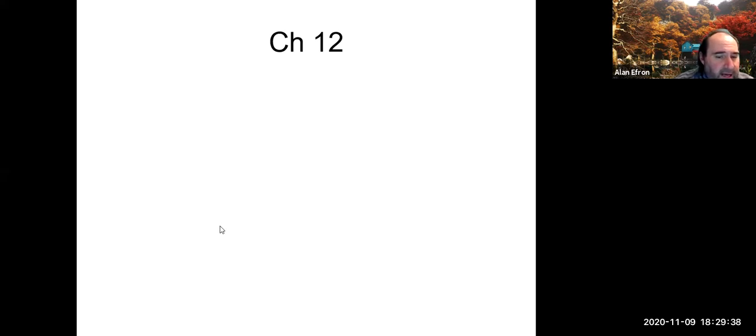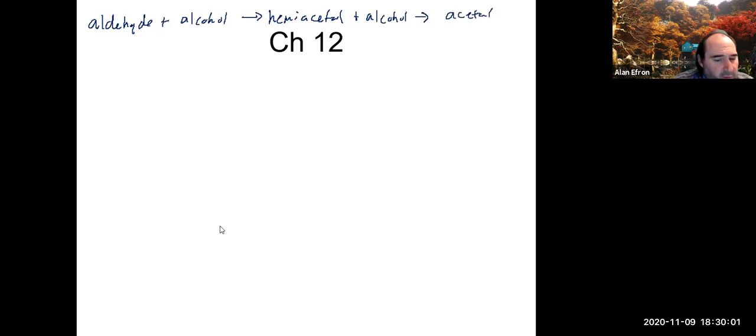So let's talk about what happens with those reactions. First off, if we take an aldehyde and we add an alcohol to it, we get what is known as a hemiacetal. And if we take a hemiacetal and add another alcohol to it, we get what is known as an acetal. So let's talk about what's happening here. Let's start with a basic aldehyde. We'll draw a nice simple aldehyde, and we're going to add a nice simple alcohol to it. We'll do methanol. So this is our aldehyde, and this is our alcohol.